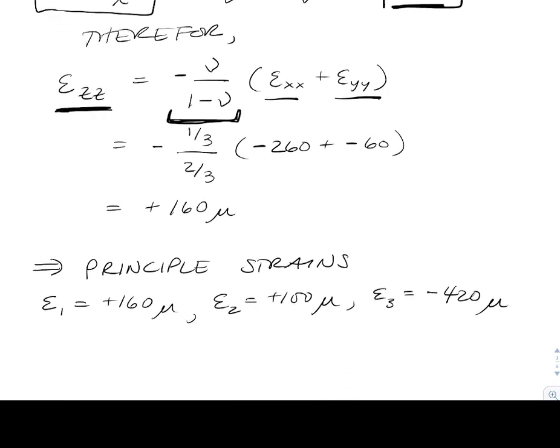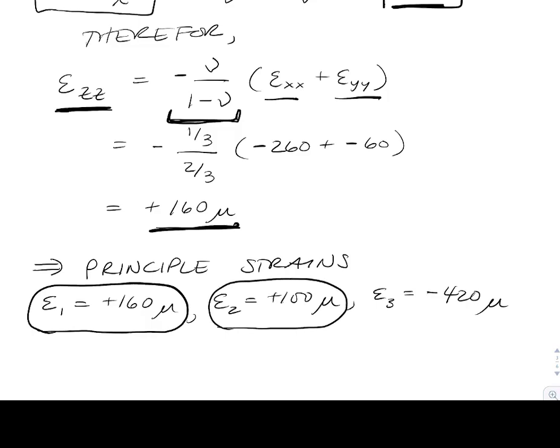So we can go ahead and calculate the strain in the z direction. In this case it ends up being plus 160, and so that ends up being the epsilon 1. That's the biggest, the most positive strain. Epsilon 2 would be 100, and then epsilon 3 would be minus 420.